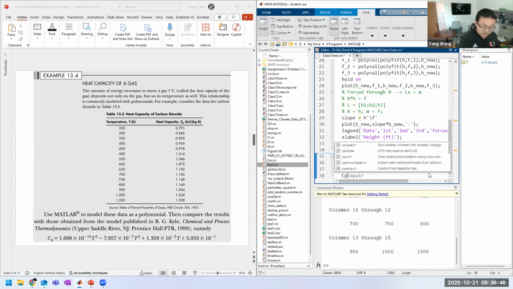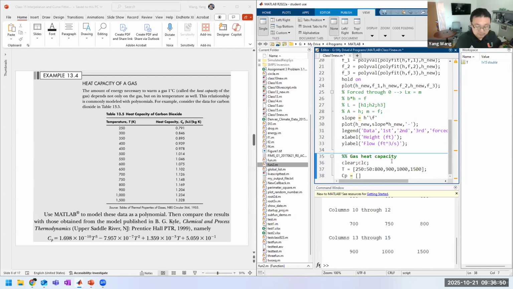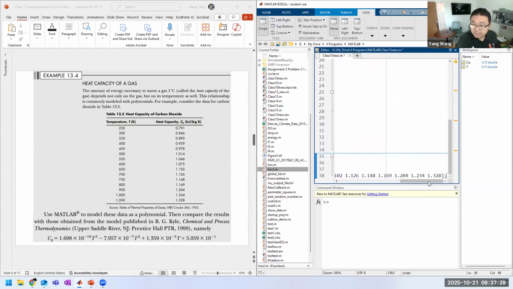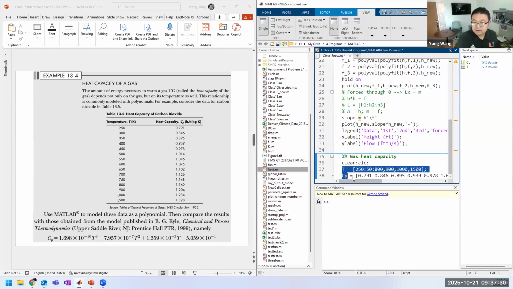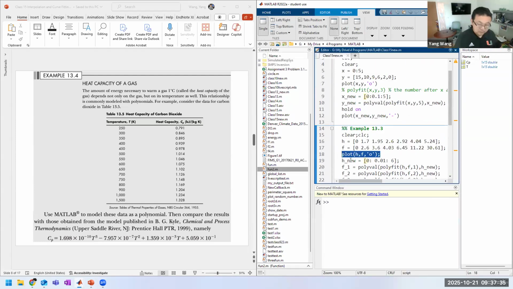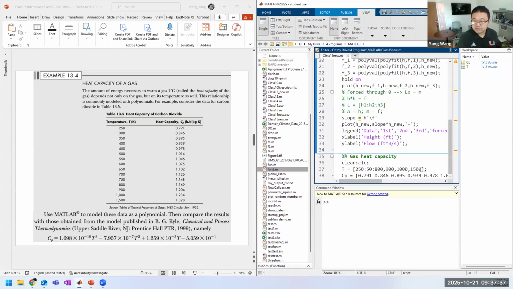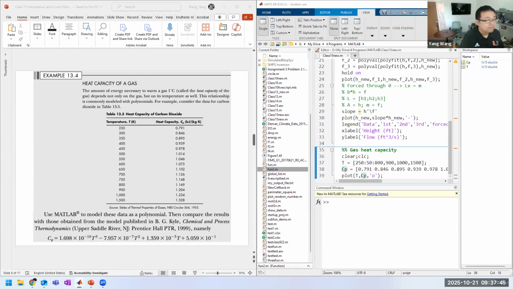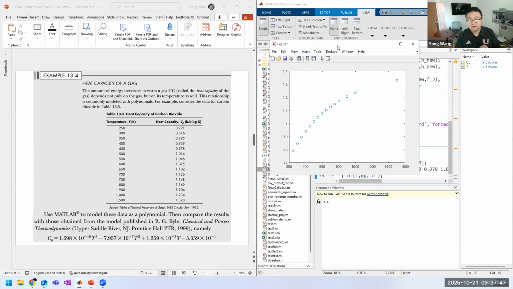Now we need to type in the CP because we don't have the PDF here. Let's just type in everything. It's going to take some time. So 791. Okay, so these are our data sets. Okay, this is T and CP. So as we have done before, we should make the plot first. Okay, so we go here. So let's do T and CP. Okay, so this is how the data looks like, right?